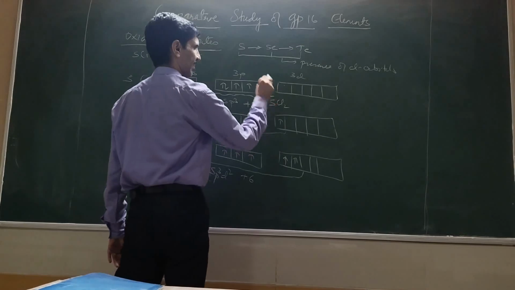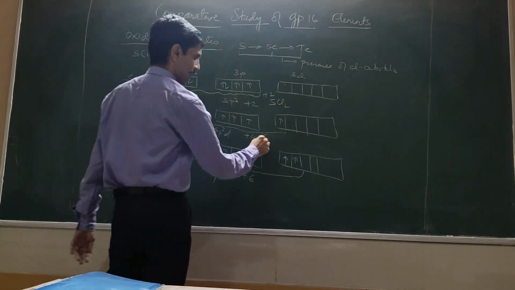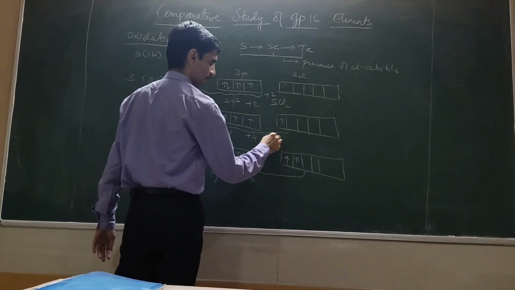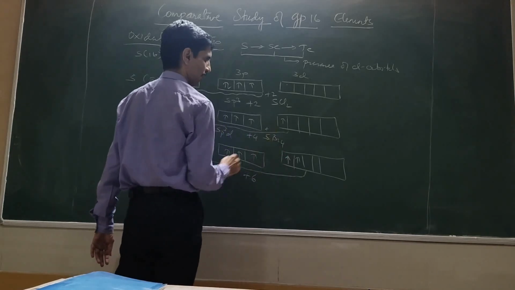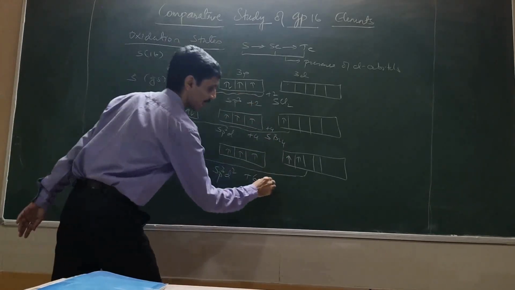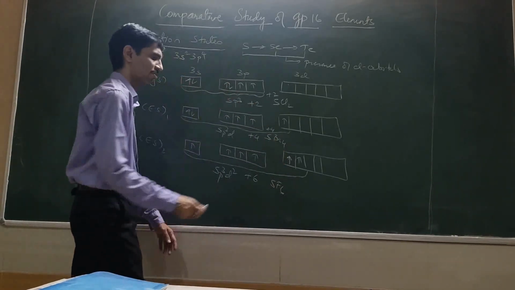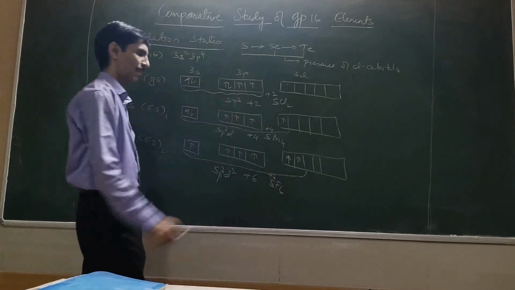So I can give some examples over here. SCl2: sulfur has a charge of +2. I can give an example over here as SF4: sulfur is having a charge of +4. Here I can give an example of SF6: sulfur has a charge of +6.